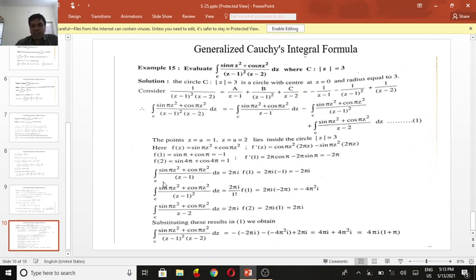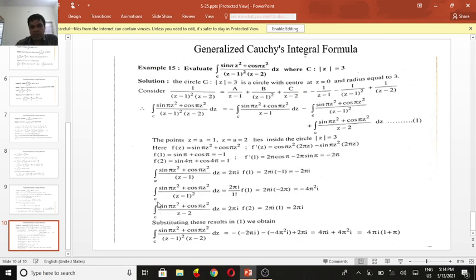So again, we come to the second term. The integral of (sin pi z square plus cos pi z square) divided by (z minus 1) whole square dz is 2 pi I by 1 factorial, because it is the second order, times the derivative of f at 1. That value is already minus 2 pi. So 2 pi I times minus 2 pi, and we get minus 4 pi square I.